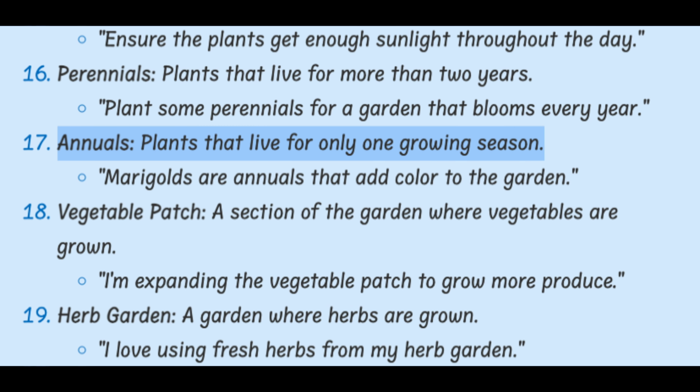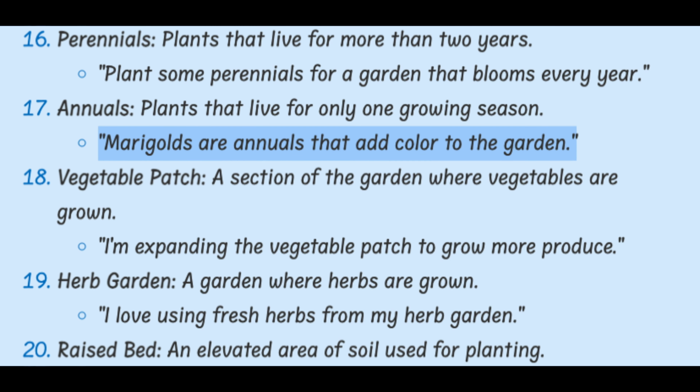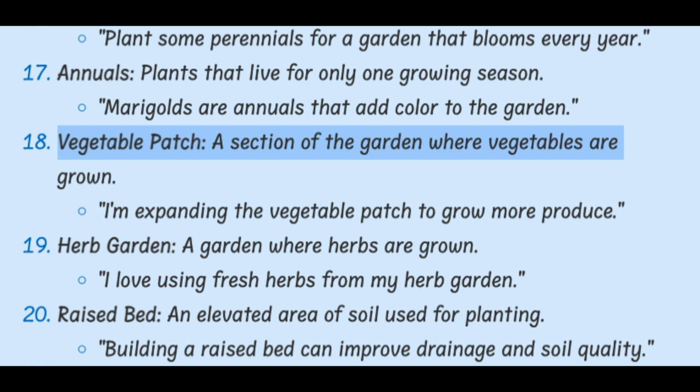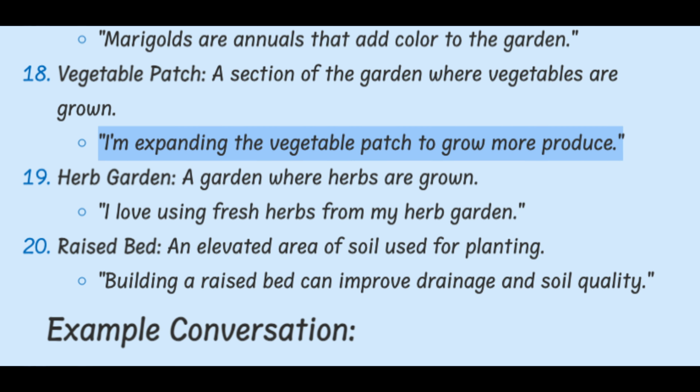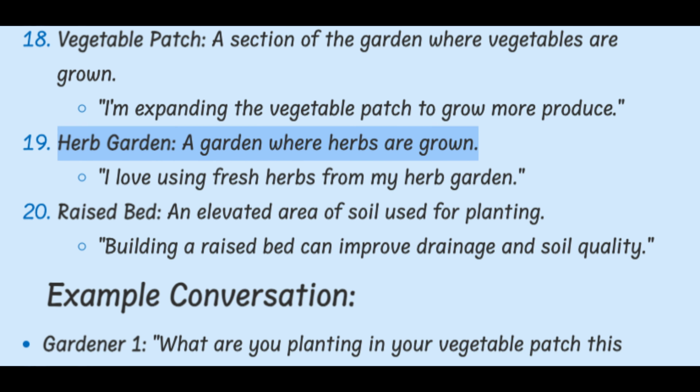17. Annuals, plants that live for only one growing season. Marigolds are annuals that add color to the garden. 18. Vegetable patch, a section of the garden where vegetables are grown. I'm expanding the vegetable patch to grow more produce.